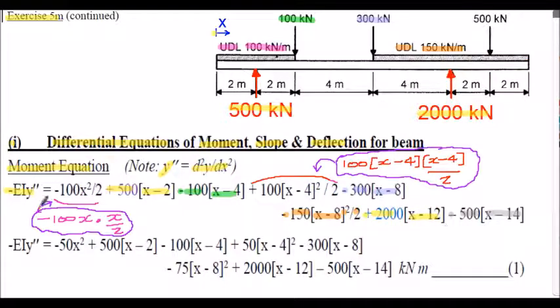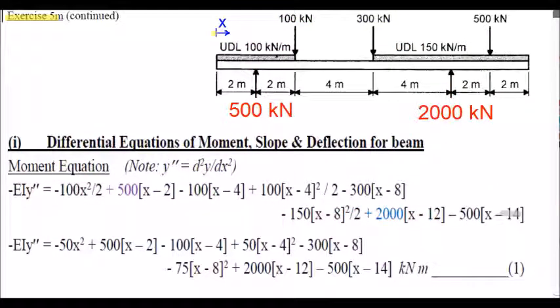If it helps you to think of the UDLs in this form, the negative 100x squared upon 2 is formed by negative 100x multiplied by x upon 2, and this positive 100 x minus 4 all squared divided by 2 is formed by 100 x minus 4 multiplied by x minus 4 upon 2. Don't forget, a moment is a force multiplied by a distance. So for UDLs, it's the UDL times the distance and then multiplied by half the distance in this particular case. I'd encourage you just to think through how we generated that first line.